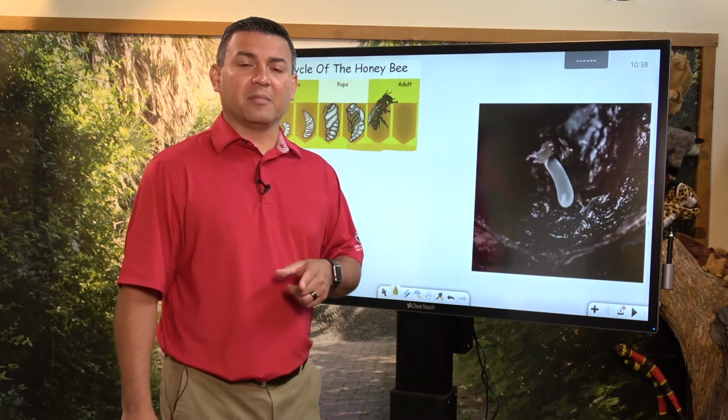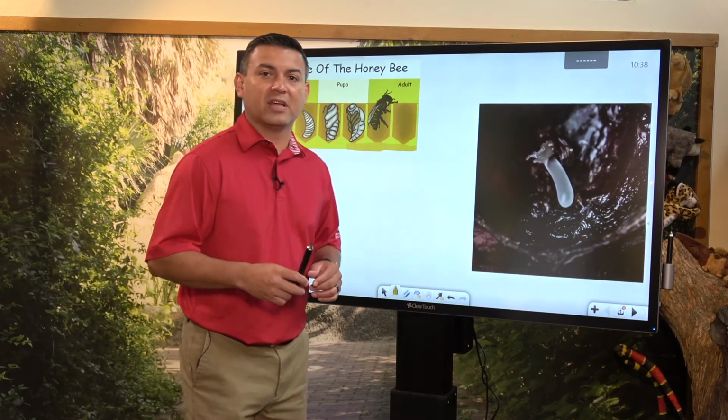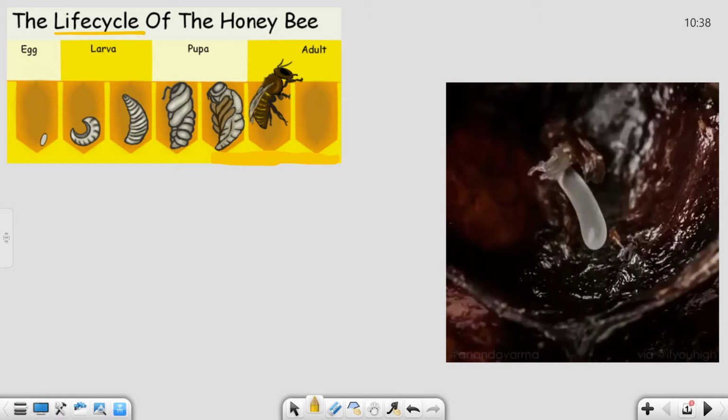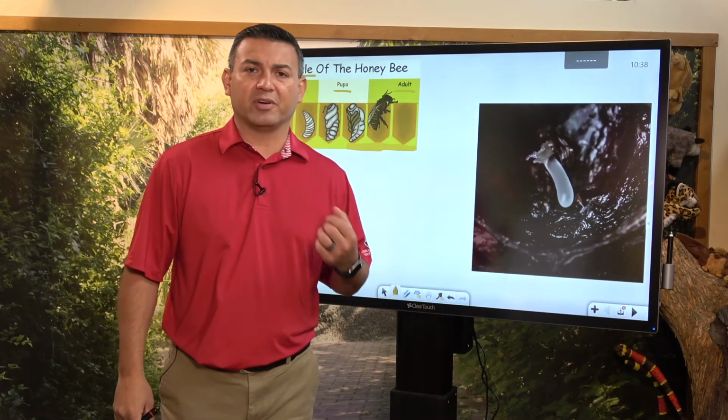In today's segment, I'm going to be covering some key vocabulary. So here are some of the key vocabulary words that we'll discuss today. Life cycle, egg, larvae, pupa, adult bee. Those are some of the key vocabulary words that you'll hear me say over and over.